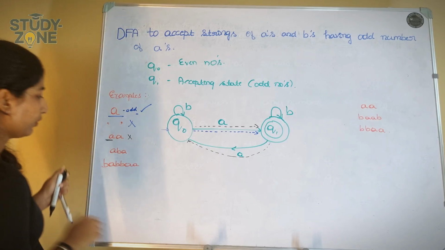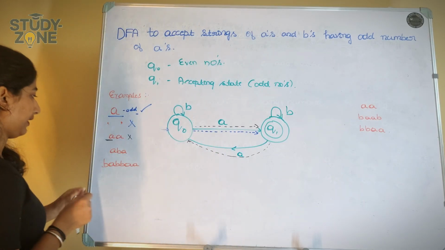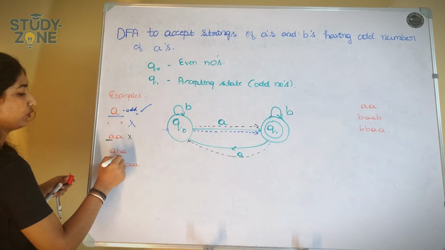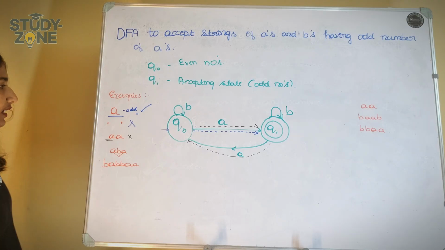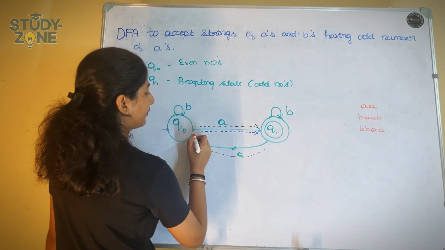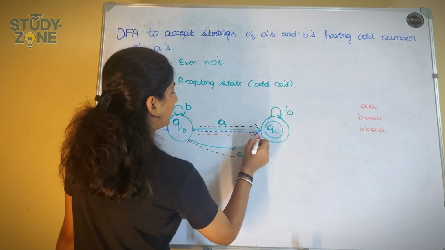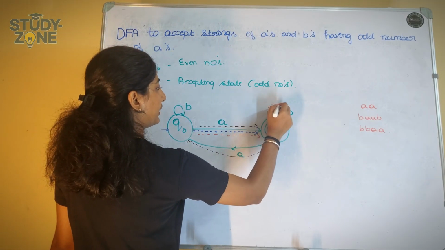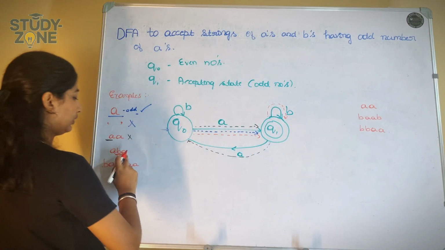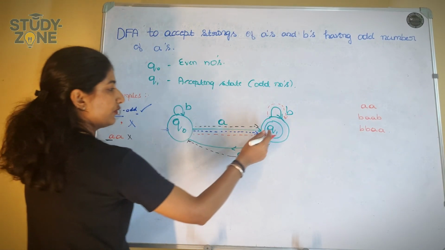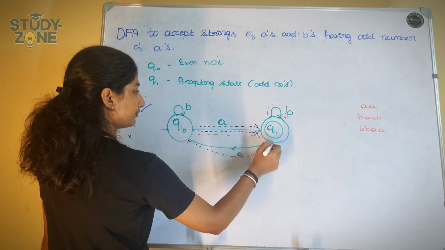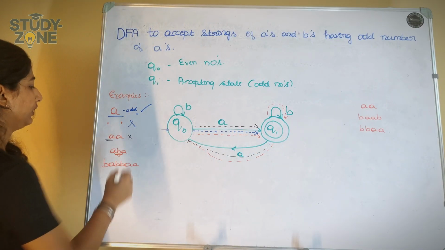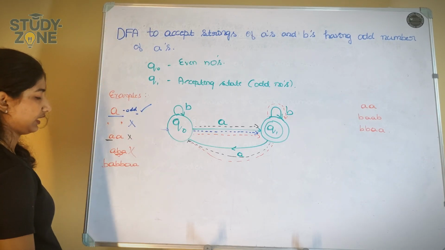Now we have A, B, A. A, B, A should be the rejecting state. Why? We have 2 A's, right? So Q0 on A moves to Q1. And then we have B. So Q1 on B will stay in the Q1 state only. And Q1 on A moves to Q0 only. So this one is also getting rejected.